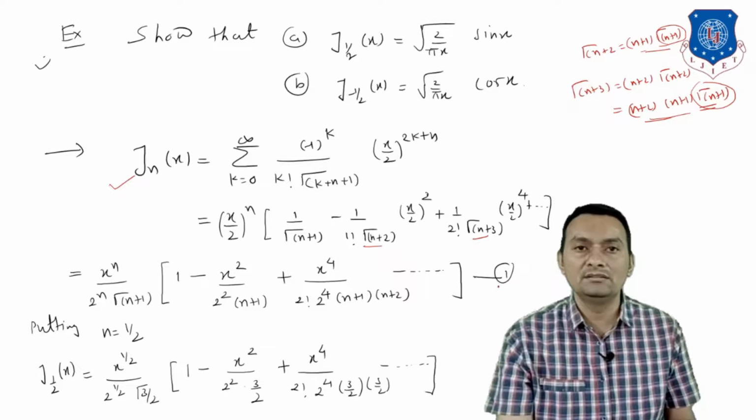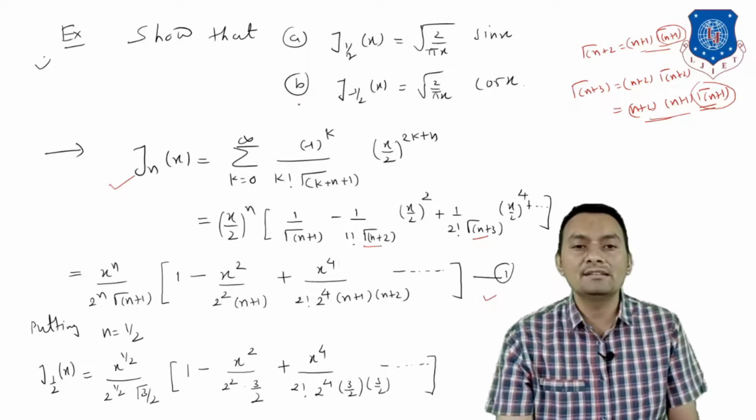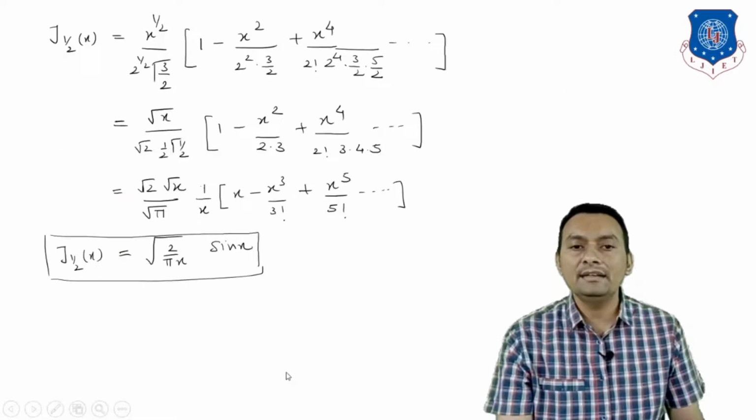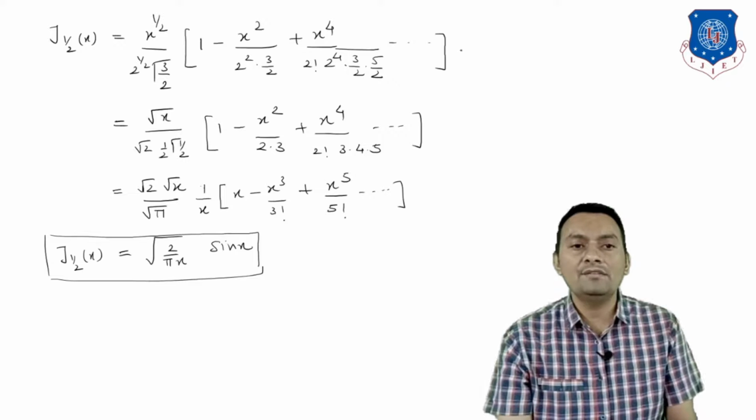So this is result number 1. This is the main result that we will use later on too while we consider this one. So putting n is equal to 1 by 2, what we will have? J 1 by 2 x is equal to. Just you need to put n is equal to 1 by 2. So after simplifying you will get this one. But ultimately this is the same as whatever we have written in the previous slide. So this is the result.